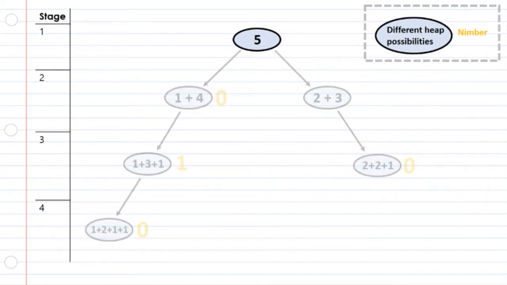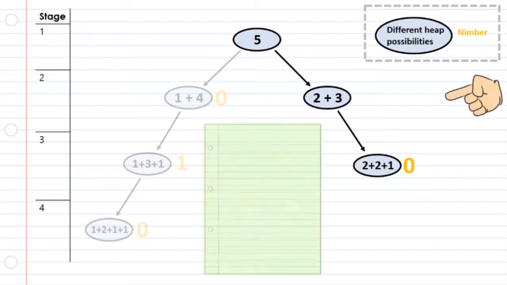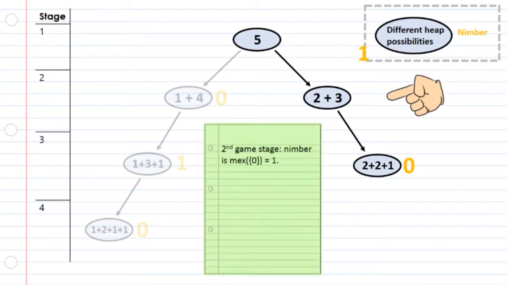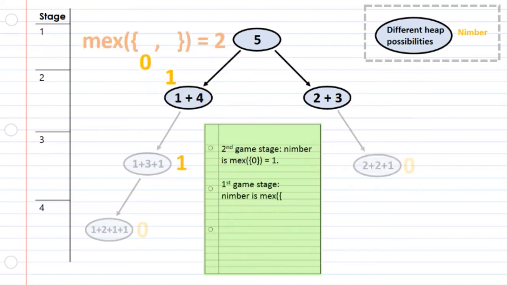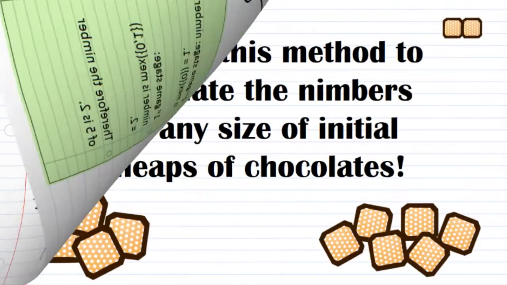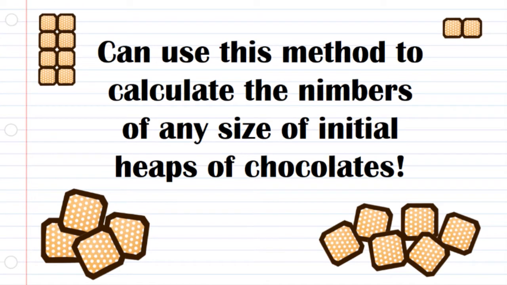Now, let's focus on the right branch. At the second game stage, its number is simply the MEX of 0. Combining both branches of the tree, we can finally see that the number of this game stage will be the MEX of 0 and 1, which is 2. With this method, we can conclude that the number of 5 is 2. We can use this method to calculate the numbers of any size of initial heaps of chocolates.